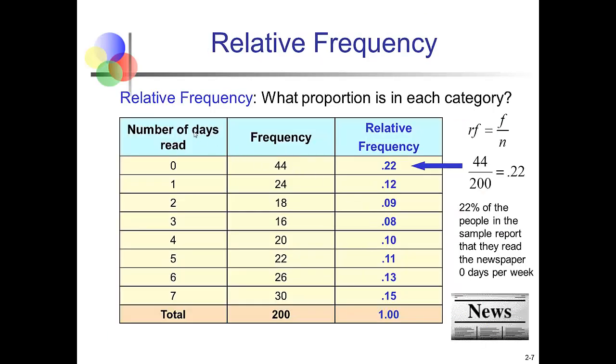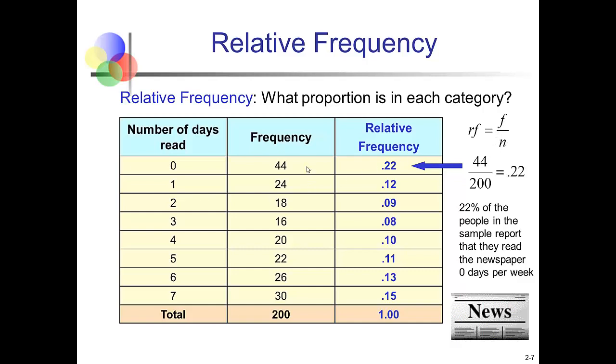We often want to know the relative frequency. In other words, the proportion of people or items that fall into each category. That allows us to understand the relative importance of each category or class. To calculate the relative frequency is really easy. So I put here RF for relative frequency. We just take the frequency over the number of items in the sample.